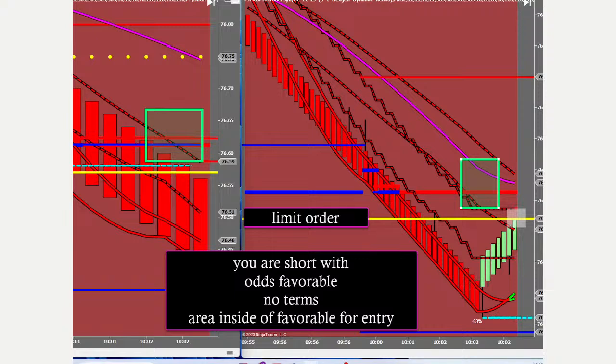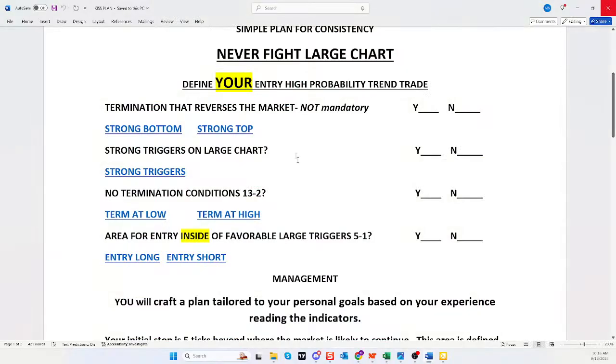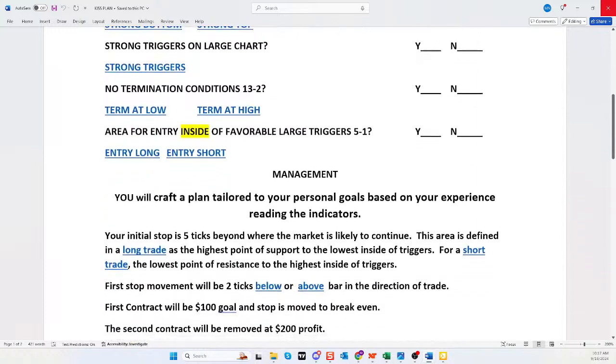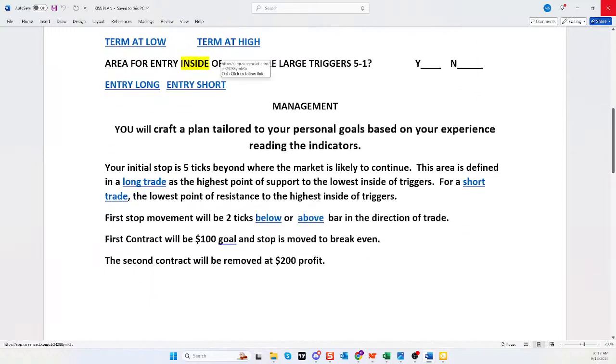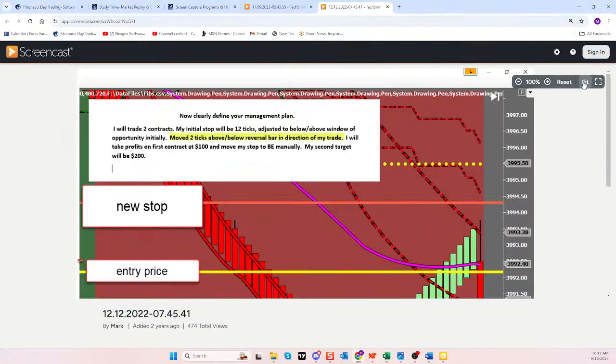So the same way your entries are super mechanical, very pragmatic, very if-then, and they try to eliminate emotion and opinion, your management should be the same way in the beginning, guys, because that's the easiest way to get paid. So your initial stop is where the market shouldn't go, 4 to 5 ticks beyond those trigger lines. And there's only two options.